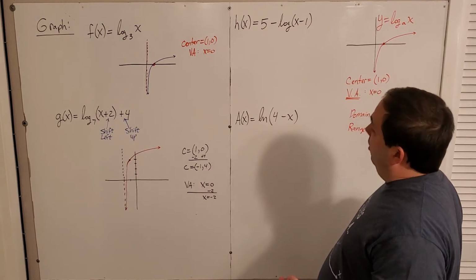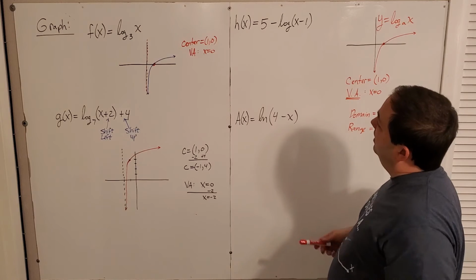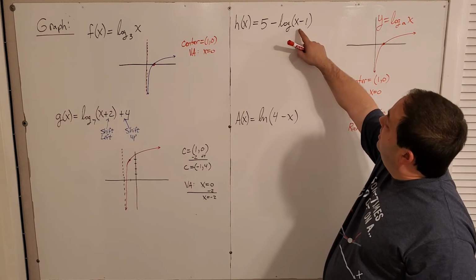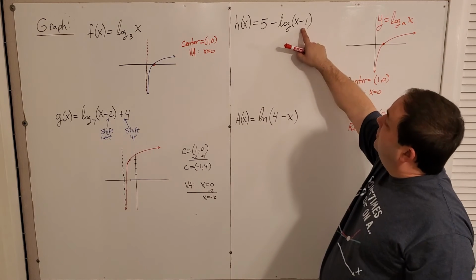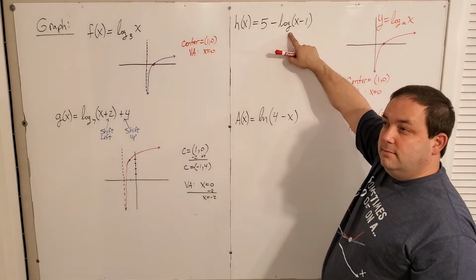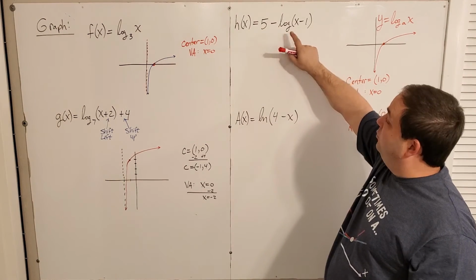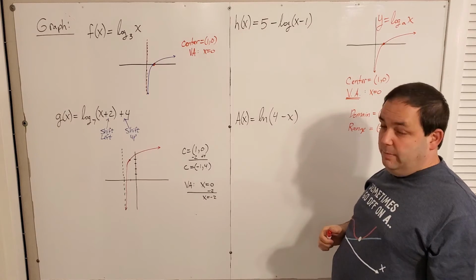Next, let's take a look at all the pieces here now. I've got the 5, the minus, and the minus 1 here. What base is that? Base 10, right? Remember, there's not a base written on the log, it's base 10.